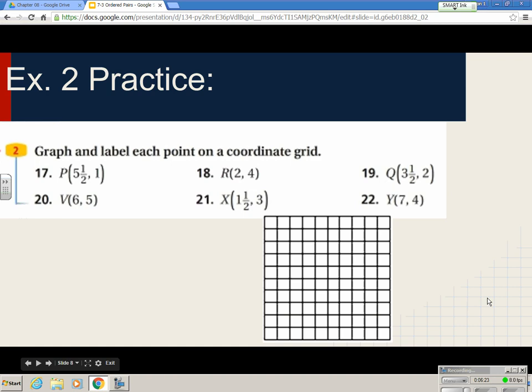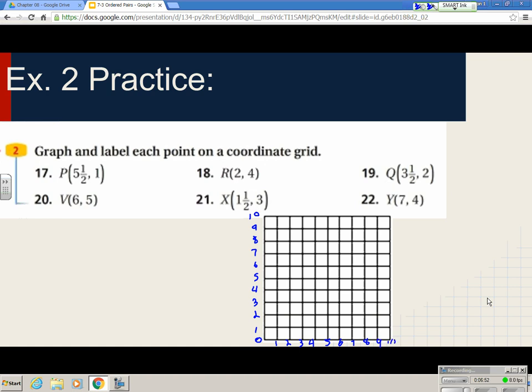All right, let's see how you can do. I put some halves in here. The halves are going to fall on the in-between lines. We're going to see how well you do. So remember, we're starting down here with 0, 0. 1, 2, 3, 4, 5, 6, 7, 8, 9, 10. 1, 2, 3, 4, 5, 6, 7, 8, 9, and 10.